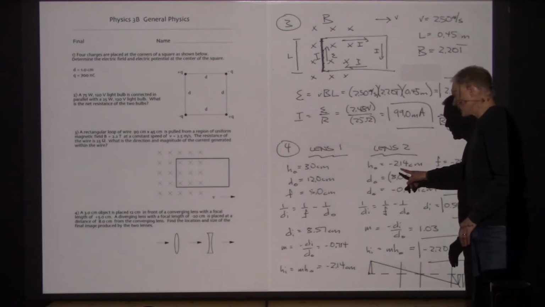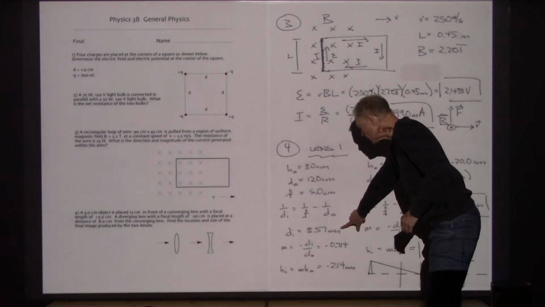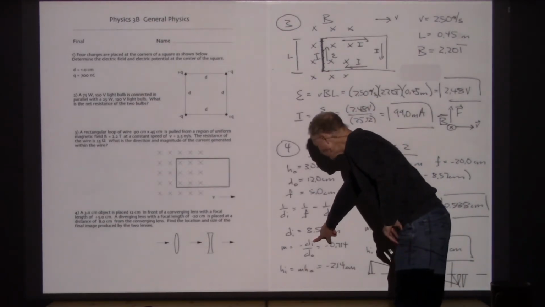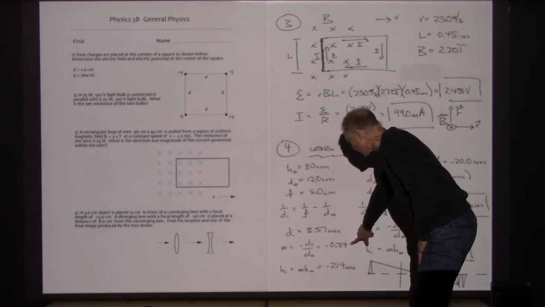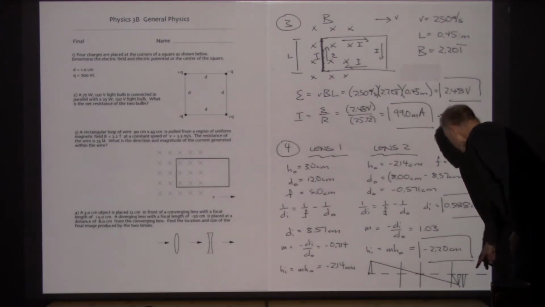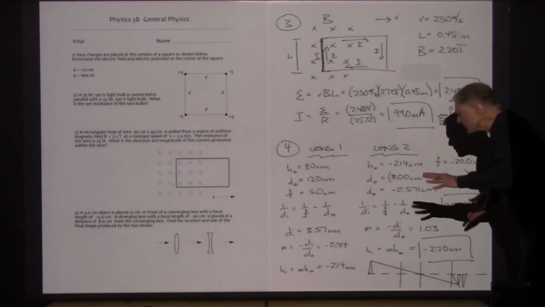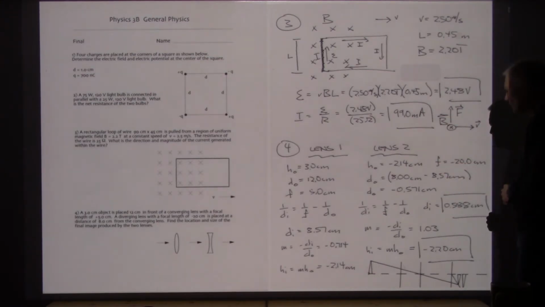Now, let's finish lens 1 here. So we've got the DI figured out. We can go through and calculate a magnification. Magnification works out to be negative 0.714. Let's take a look at the drawing. Yeah, it seems about right. So it's inverted. That's the minus sign. And it's about 70% the size of the object.